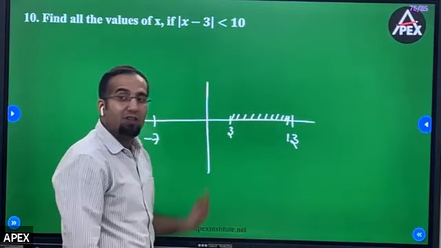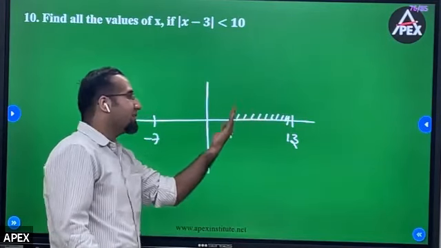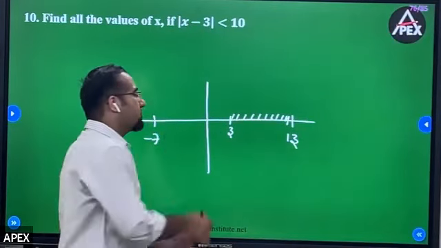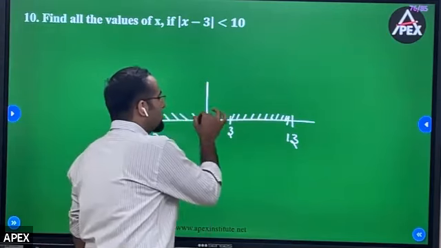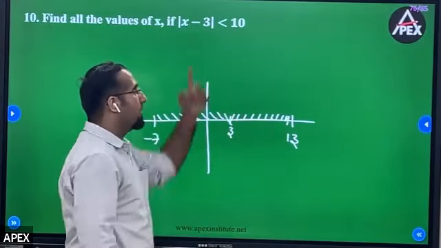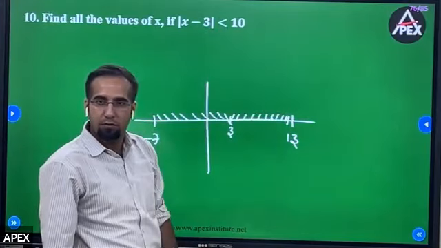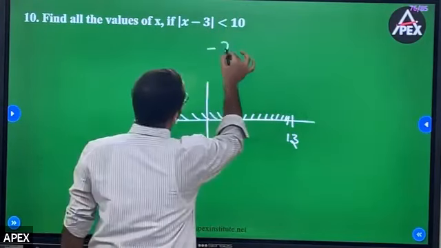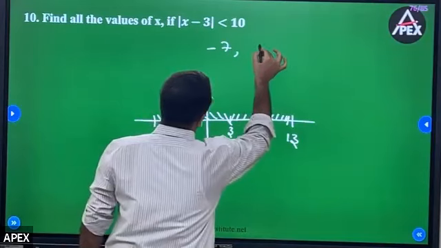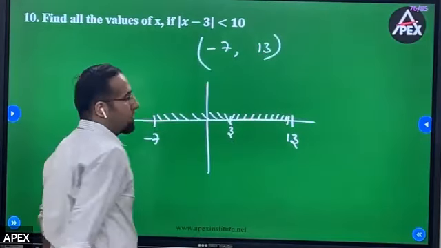Clear? On the right, same thing, you can cover any distance up to 10 units on the left. So any value up to this will also satisfy. The inequality says less than 10, so the endpoints are not included. So your answer here simplifiably becomes (-7, 13), with circular points.